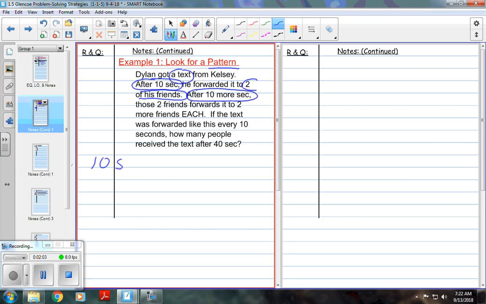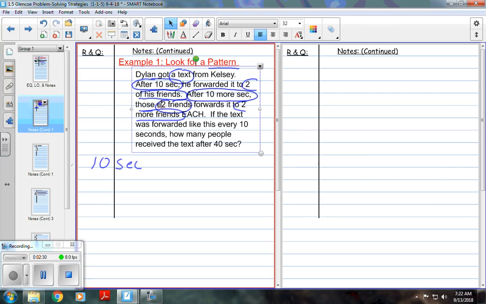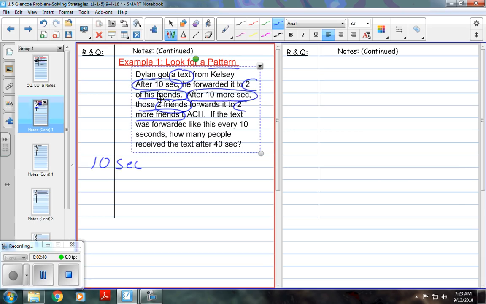So I'm going to write that down. That's not 105, so I'll use SEC, just so you understand. That's 10 seconds. And after 10 more seconds, those 2 friends forward it to 2 more friends. Each of those friends forwarded it to 2 more friends. I don't think I have the word each in there, and I think I need it, so let's get it in there. Yes, I do have each. It's capitalized. I saw it really large. I didn't see it. Oh, it was afterwards.